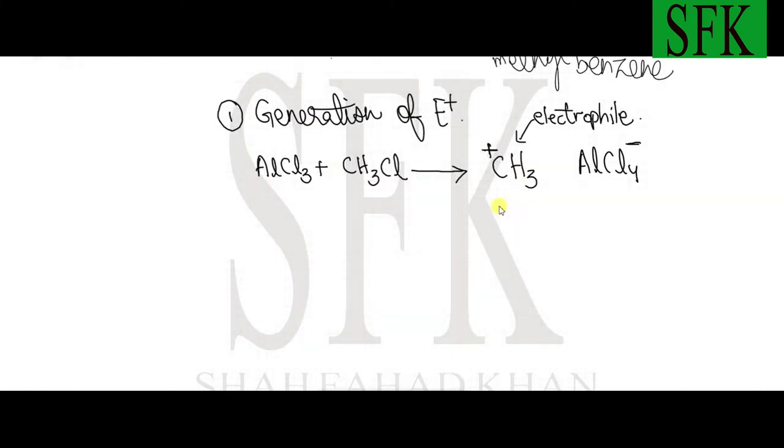Now this electrophile will attack the benzene ring. The second step is the electrophilic attack. The benzene ring has a region of high electron density above and below the ring. This CH3 will come over here with its positive charge.